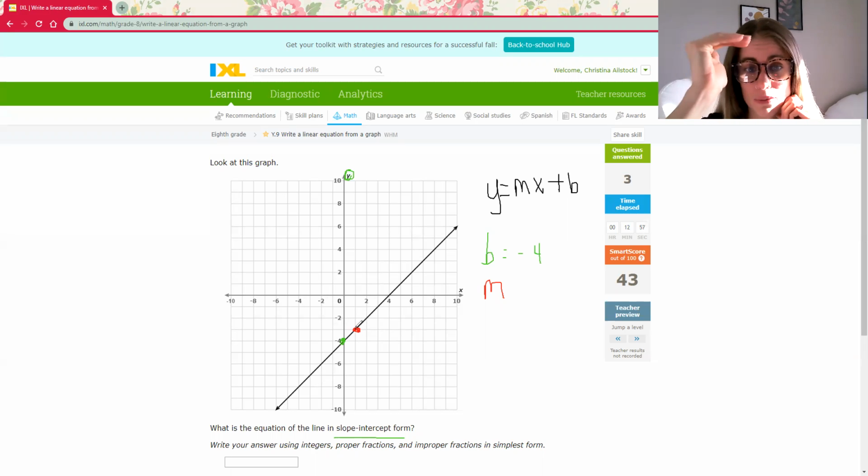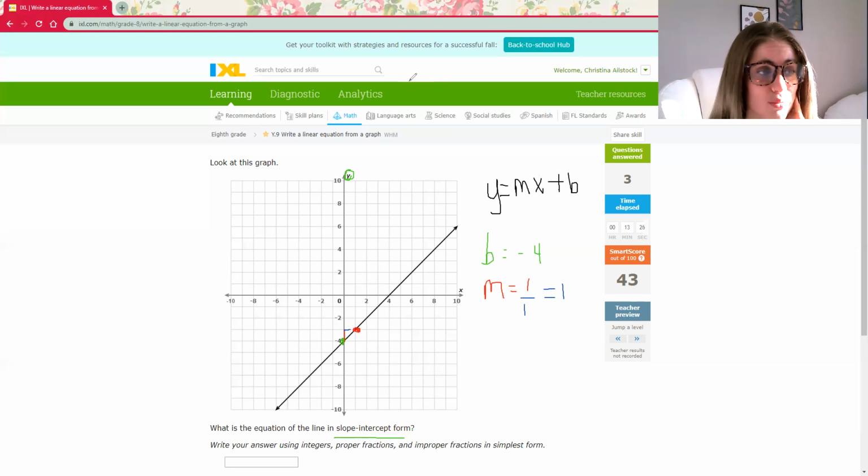So slope, rise, over run. What's our graph counting by? It may look like it's counting by 2s, but notice that in my labeling, it skips a line. So it really is counting by 1s. So I rise up 1 space, and I run 1 space. 1 divided by 1 is 1.